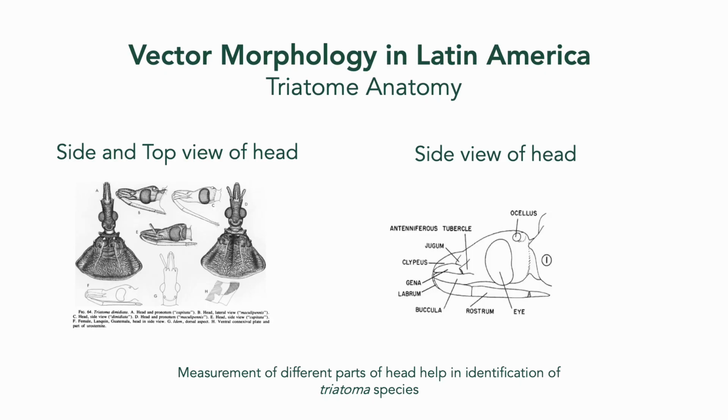Here we can see the dorsal and lateral views of the triatomine head. Note that the shape and proportion of the head and placement of antennae are diagnostic. The rostrum segments and the distance between the eyes are used in species-level identification, critical for distinguishing medically important species such as Triatoma dimidiata or Rhodnius prolixus.